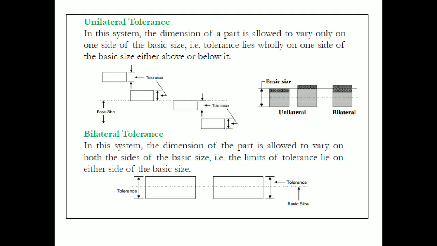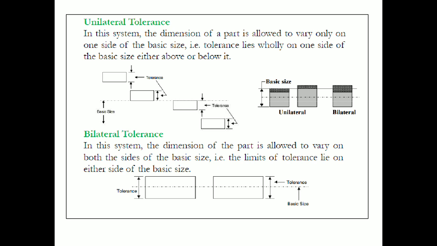As you can see in the picture, for unilateral tolerance, the basic size and the tolerance zone for the unilateral system is defined. In the unilateral system, the tolerance zone lies either above the basic size or below the basic size. So it is either only positive or only negative.